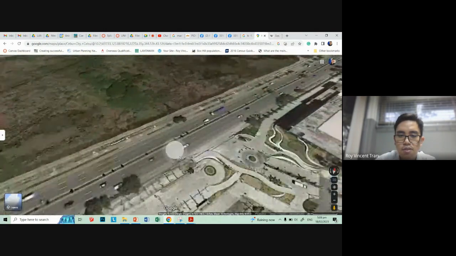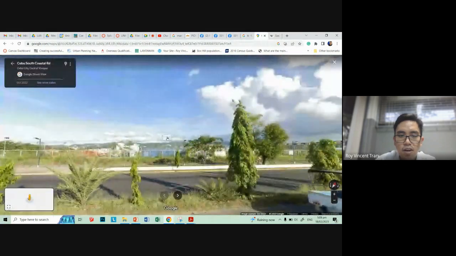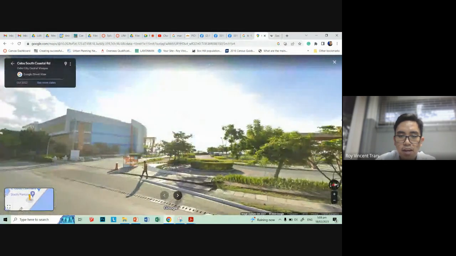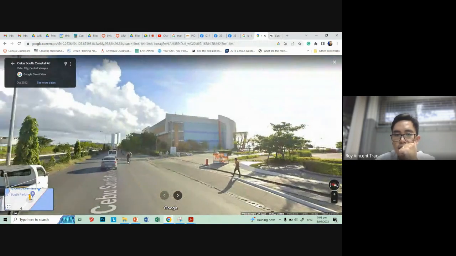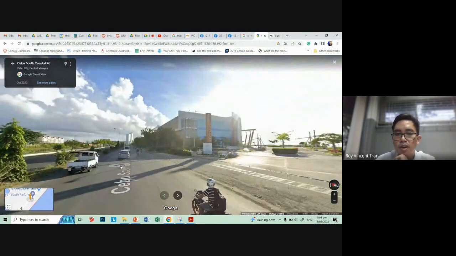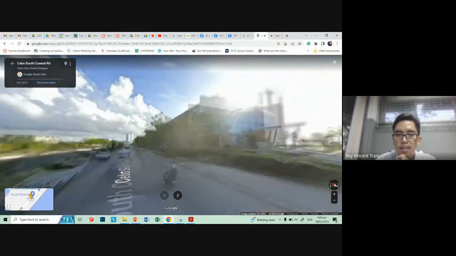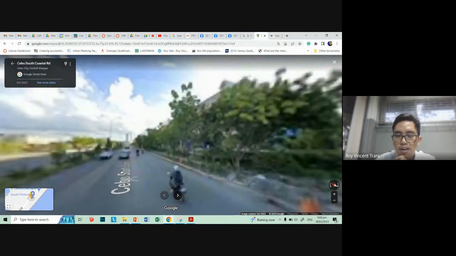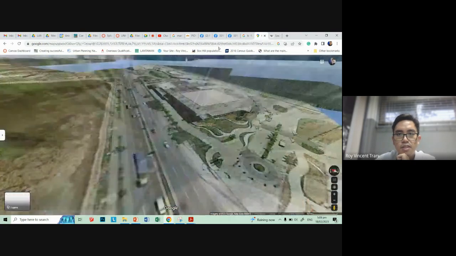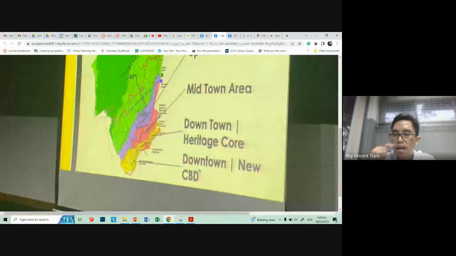So I'll go down here to the street level. So it's all vacant land. But this is basically kanang very attractive, but mostly for large firms, specifically large and international firms. So this has been targeted as the new downtown. And then to the north of it, we have the Downtown Heritage Core.